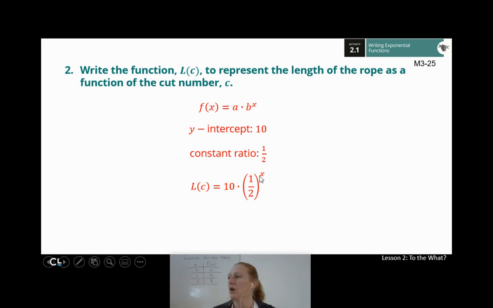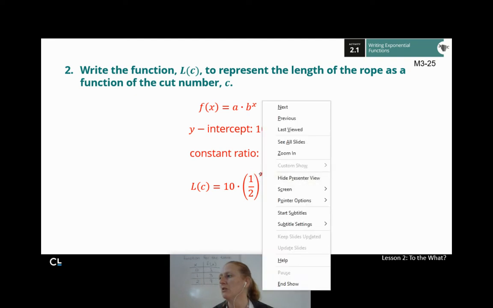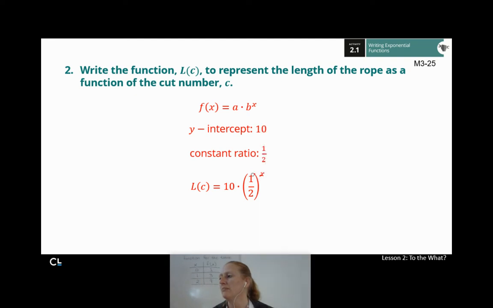And this is where I made a mistake. That shouldn't be an X. That should be a C, shouldn't it? Oh my goodness, Miss Scott. What is up with this today? So that should be a C for the number of cuts. My apologies. I put 1/2 to the X power. If I have a C in here, it should be 1/2 to the C power. All right.